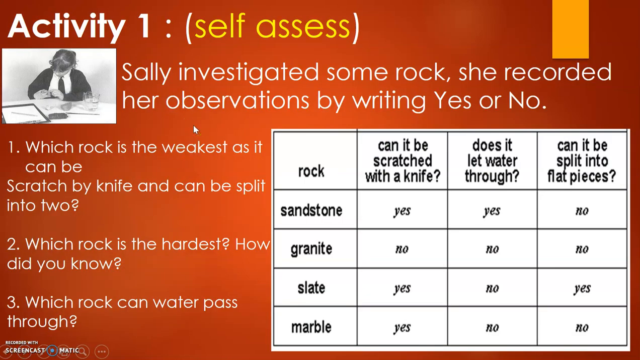Now let's have our activity. Sally investigated some rocks. She recorded her observations by writing yes or no. Here are the rocks that she has investigated: sandstone, granite, slate, and marble. She had found out, using a knife to scratch: sandstone, yes it can; granite, no; slate, yes; and marble, yes.